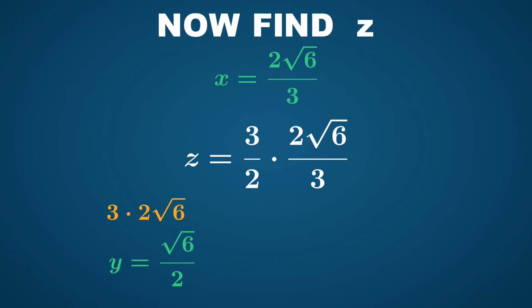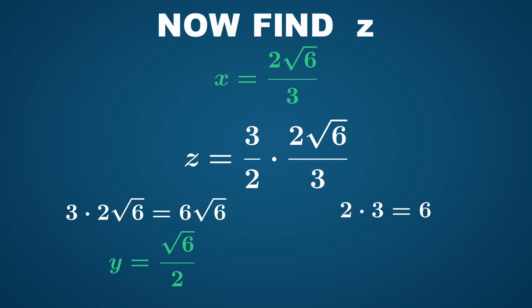We multiply the numerators together to get the new top fraction value. 3 times 2 root 6 gives us 6 root 6 in the numerator. We multiply the denominators together to get the new bottom value. 2 multiplied by 3 gives us the number 6 in the denominator.